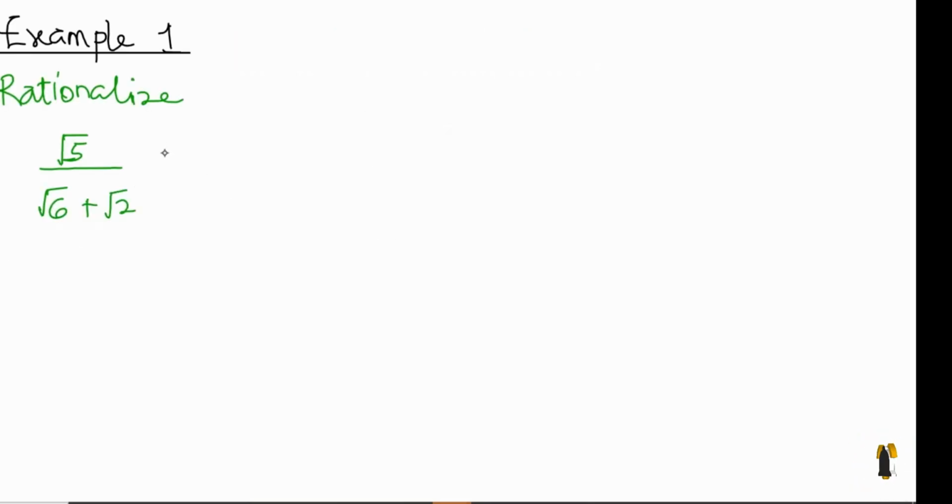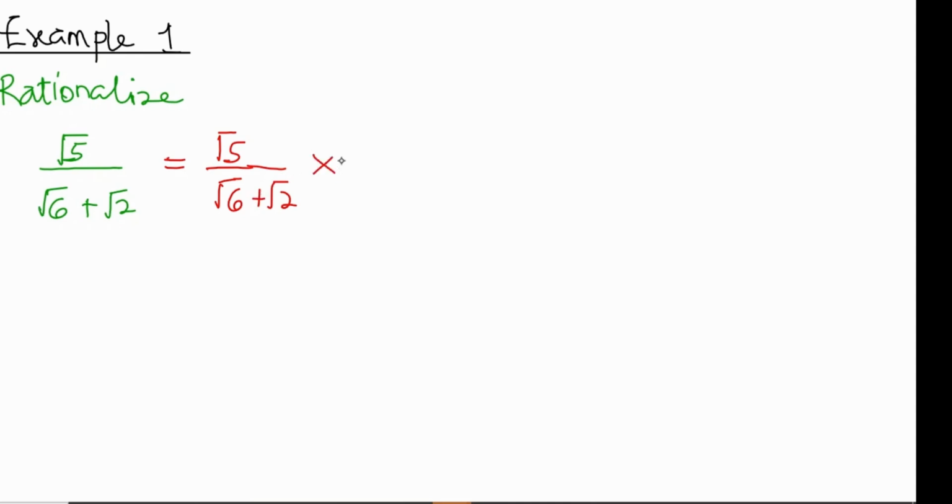So type 2 we have here is to rationalize square root of 5 divided by square root of 6 plus square root of 2. Now since this denominator involves the addition of two surds, we are looking at two different terms here, then we have to find the conjugate as we rationalize.